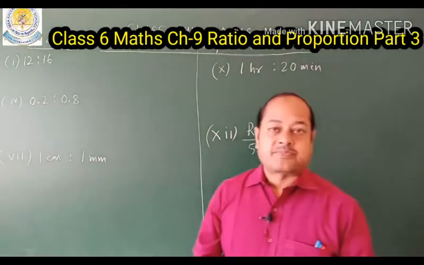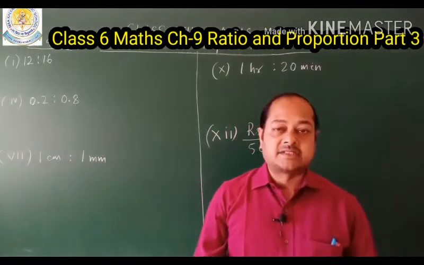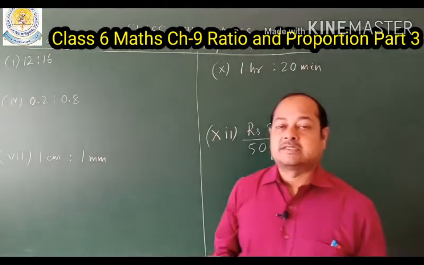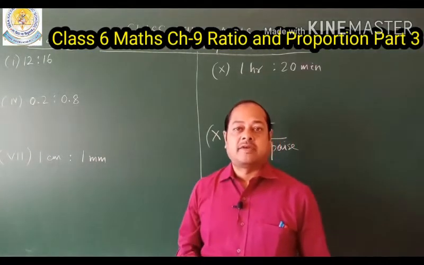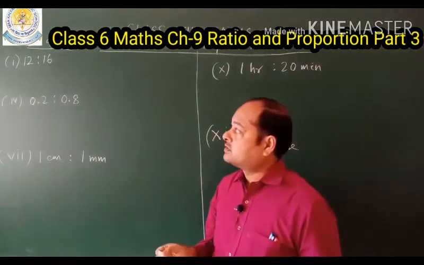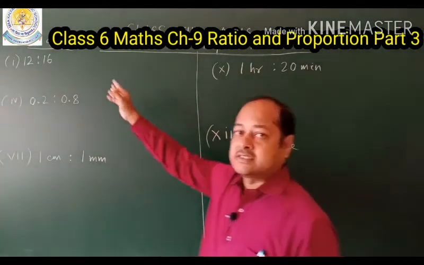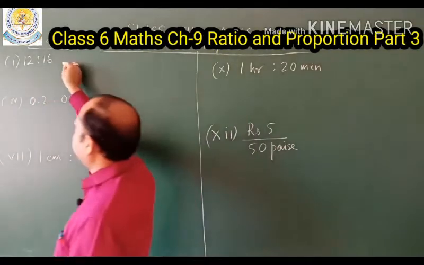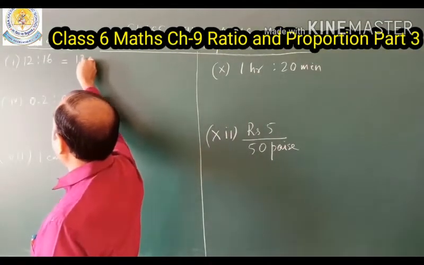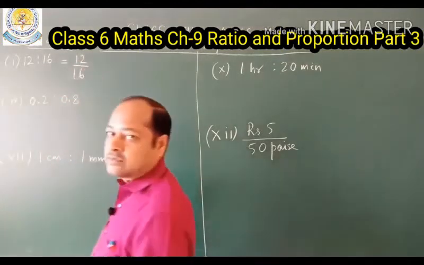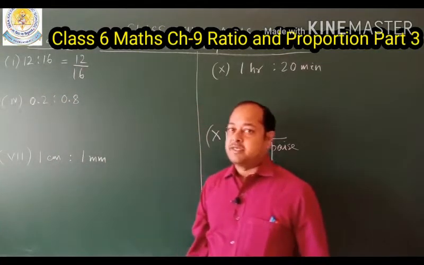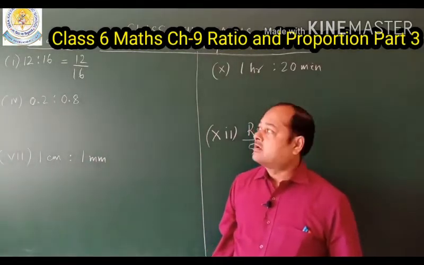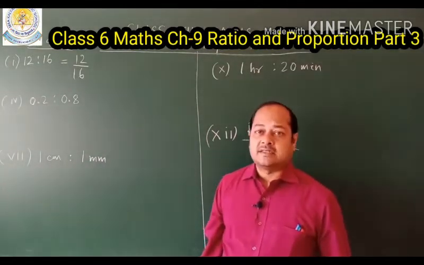It says write these ratios in the simplest form. So what is simplest form? Simplest form is the lowest form of any fraction. Okay, so first we will convert this ratio into fractional form. So 12 upon 16 is equal to 12 by 16. Okay, and the next step is to find out what is the HCF of 12 and 16.